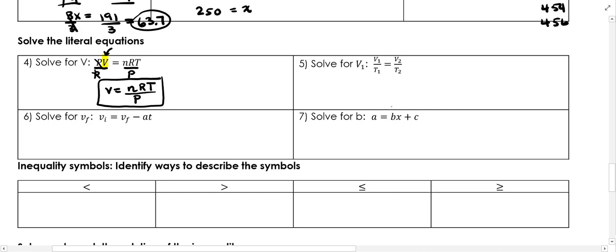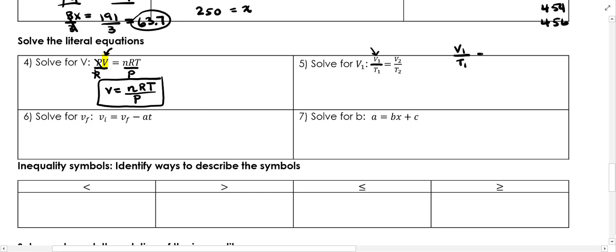Number 5, we're trying to solve for V1. So V1 is right here. Now this fraction bar implies division. So V1 is being divided by T1. How do we get rid of division? We do multiplication. So I'm going to work over here.